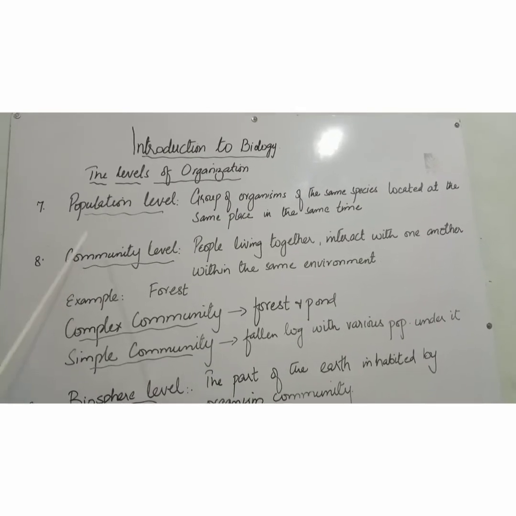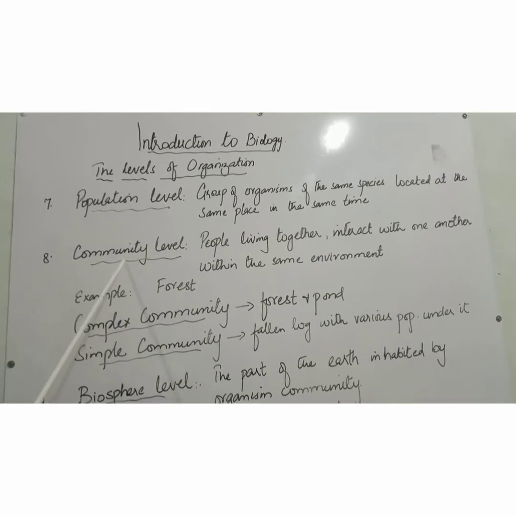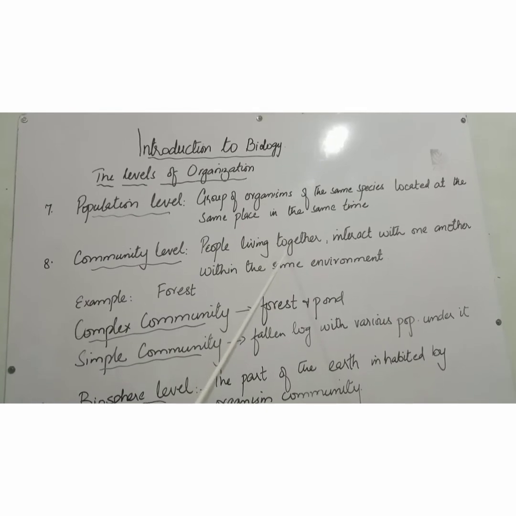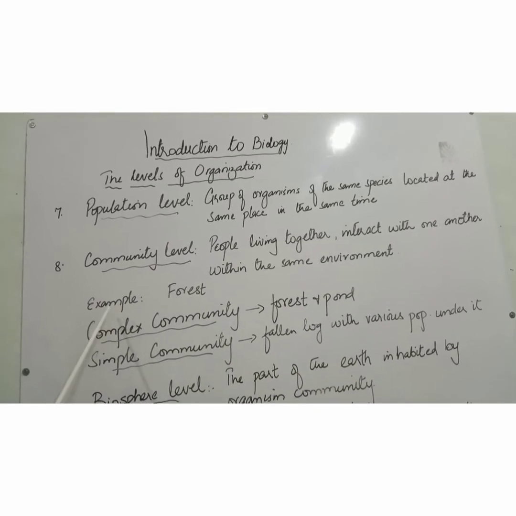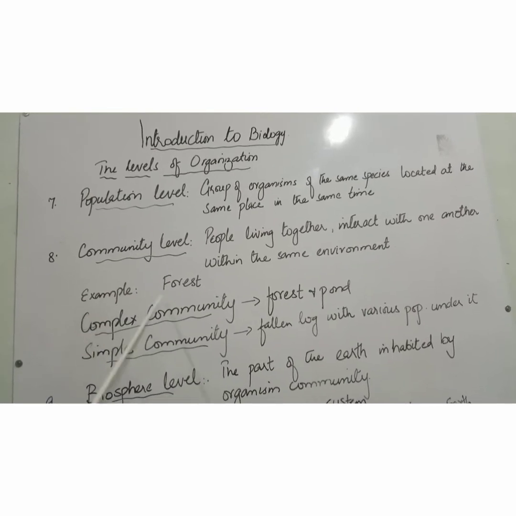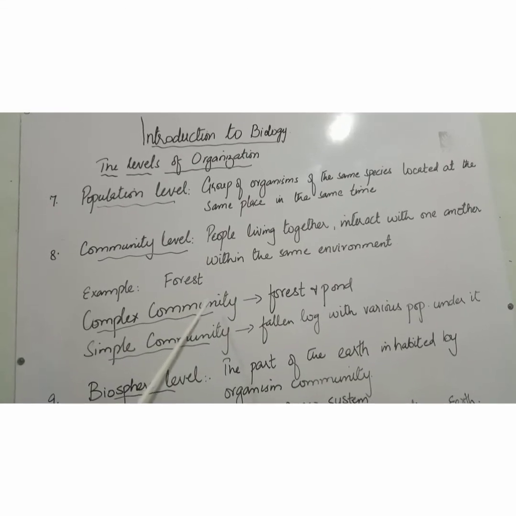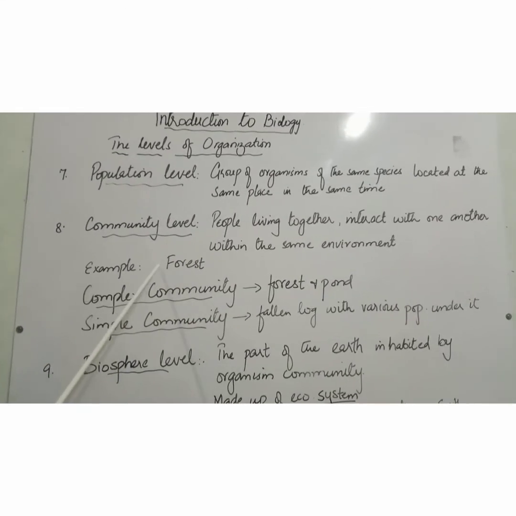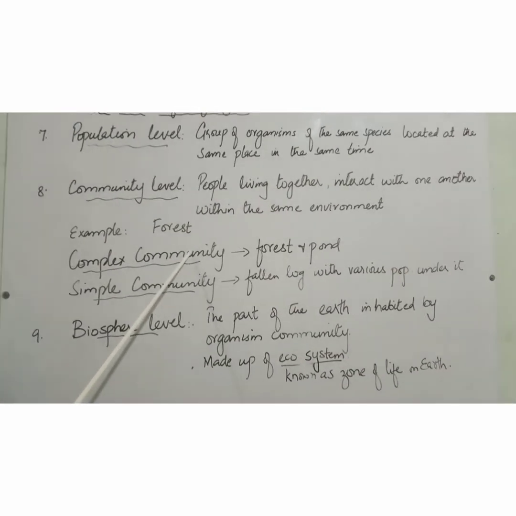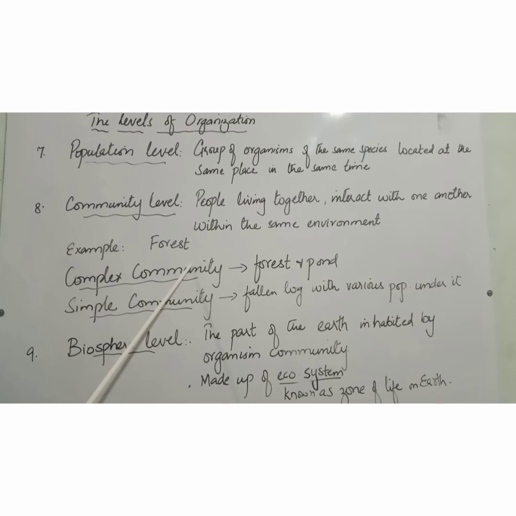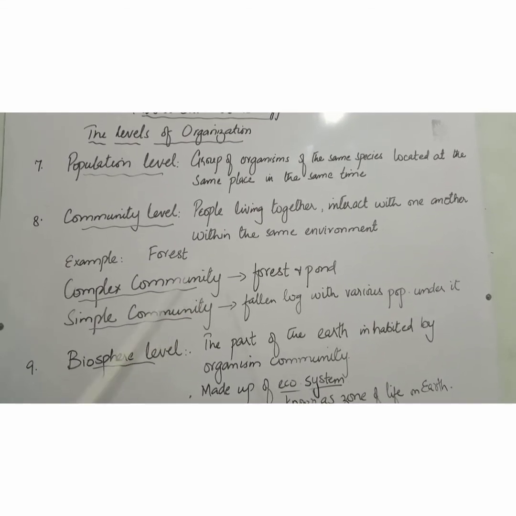The next level of organization is the community level. Now what is a community, students? A community is living things interacting with one another within the same environment. Here in community, we can take the example of a forest. If we are talking about a forest at the community level, we can also include plants, microorganisms, fungi and animal species, etc.